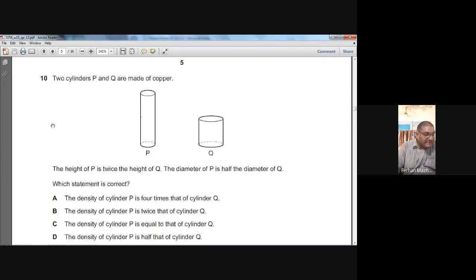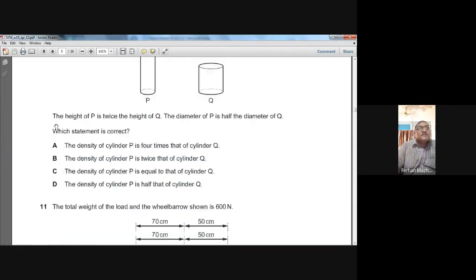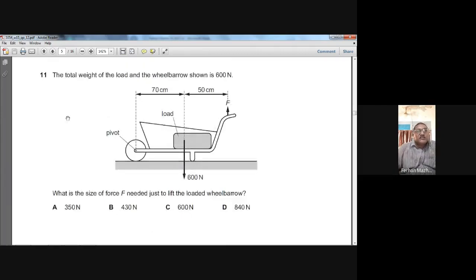Question number 10, C is the answer. Okay, on your screen, the total weight of the load and the wheelbarrow shown is 600 Newton. What is the size of the force F needed just to lift the loaded wheelbarrow?